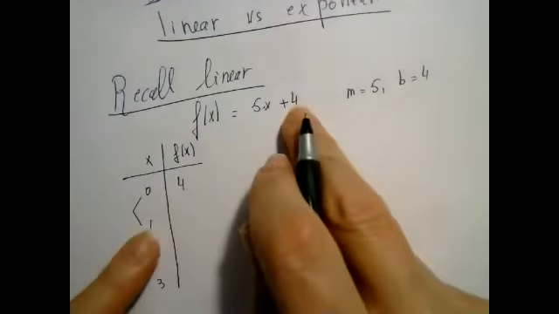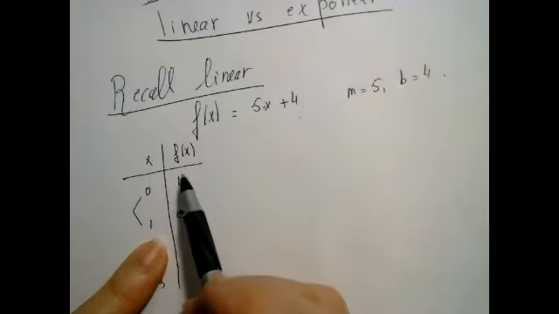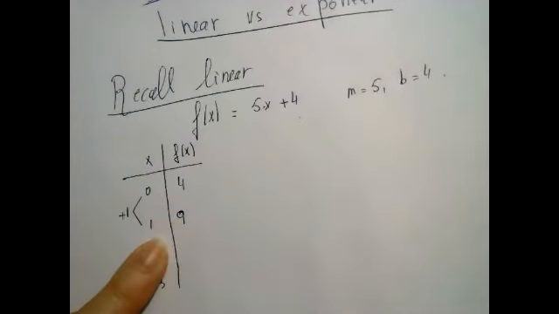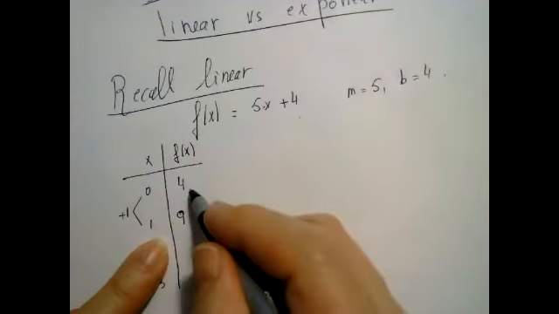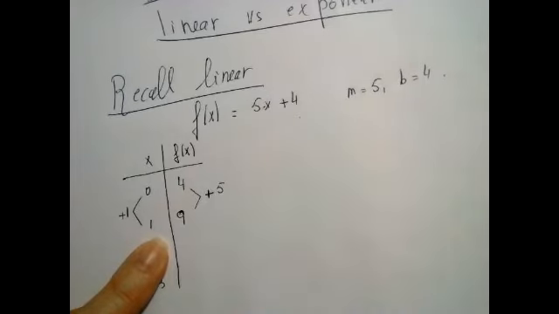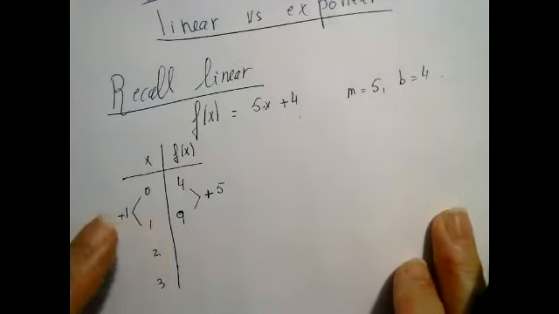At 1, it's 4 plus 5, which is a 9. And the way f of x works is like this. When x is increasing by 1, f of x, the y value, increases by 5, which is the slope. That's really what's happening for linearity.